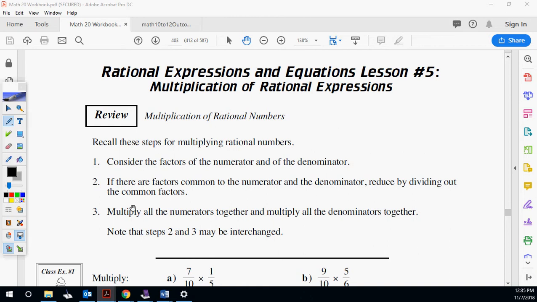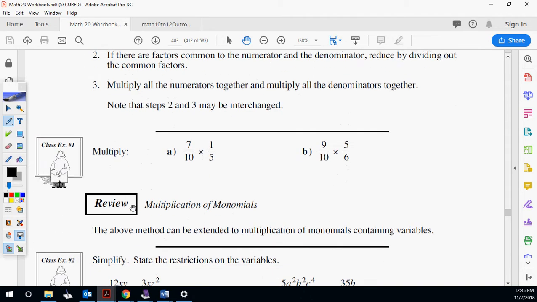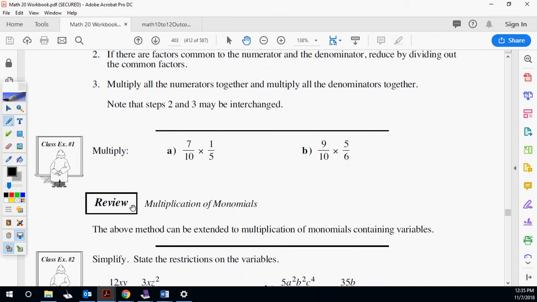So consider the factors of the numerators and denominators. If there are factors in common, then you can cancel. This is just talking about if you recognize that they have stuff in common, you can reduce before you multiply. And all that does is it helps you not have to reduce later. Okay, so let's just talk about what they're saying right here. I'll show you. Let's look at, for example, A and B here.